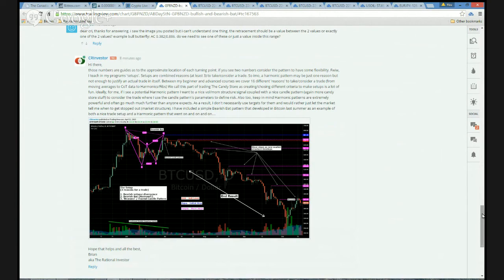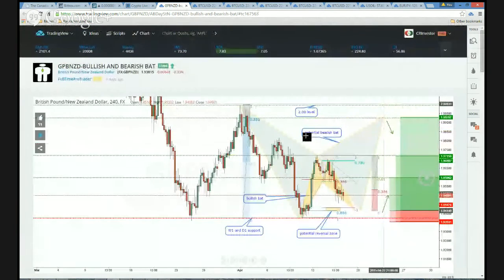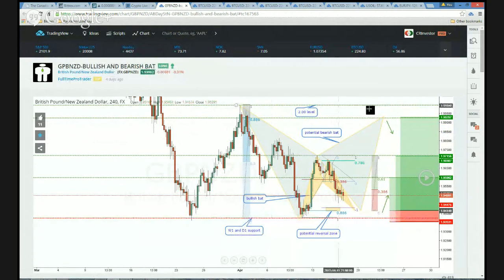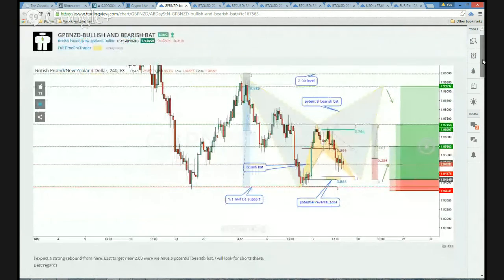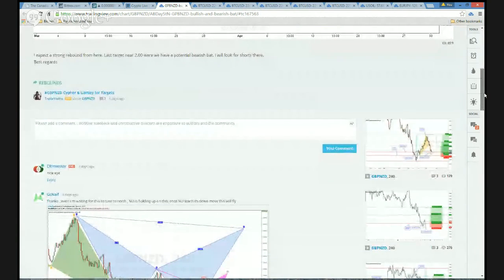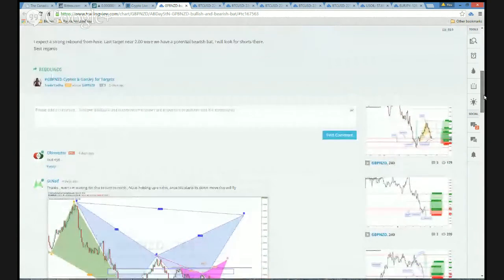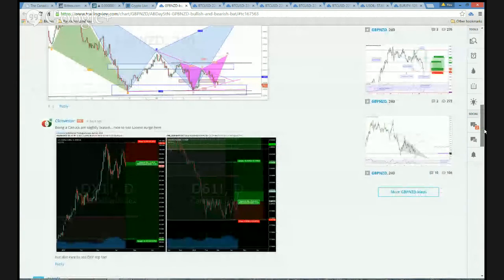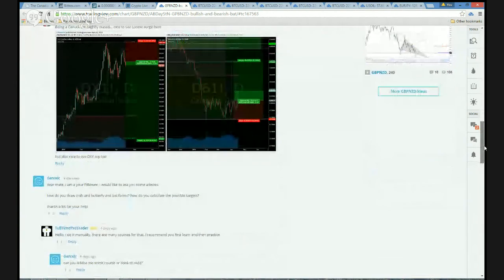It's interesting. I noticed harmonic patterns are getting a lot of activity, a lot of interest. This person in particular happened to be looking at the British pound, New Zealand dollar forex cross. And you guys have recently probably noticed I posted some U.S. dollar charts and some Canadian dollar charts.